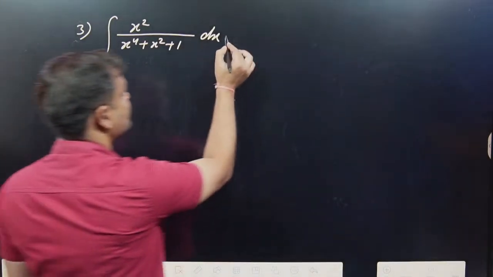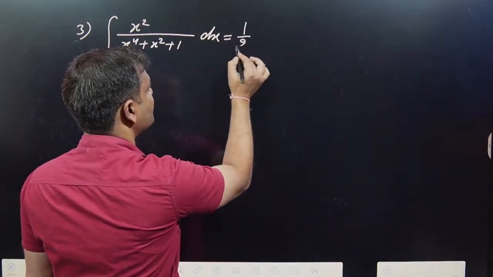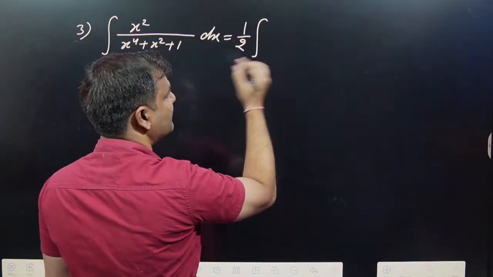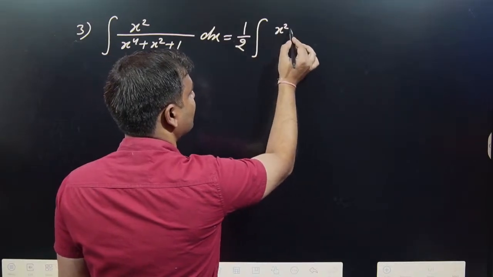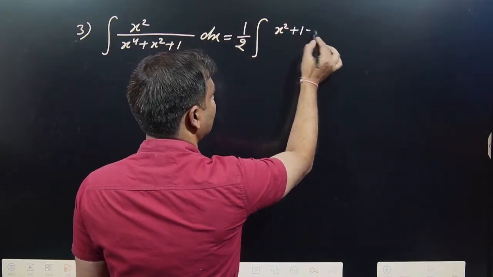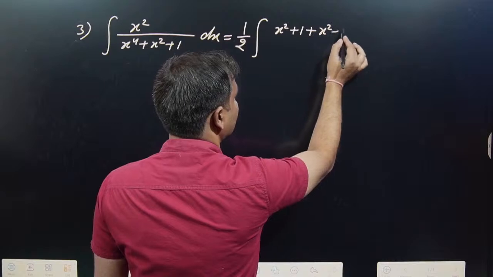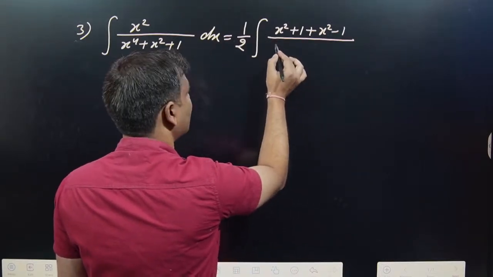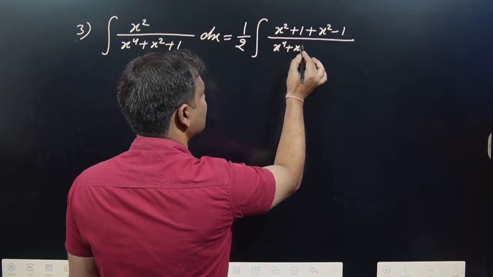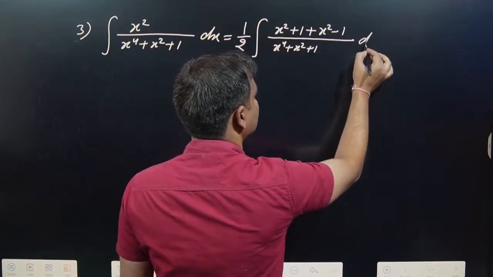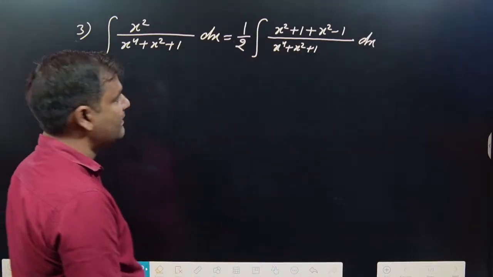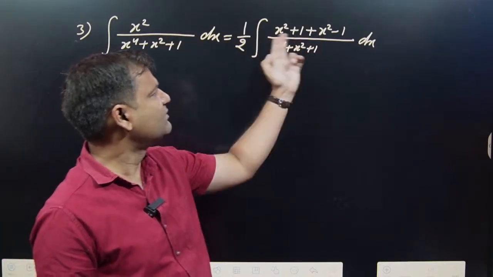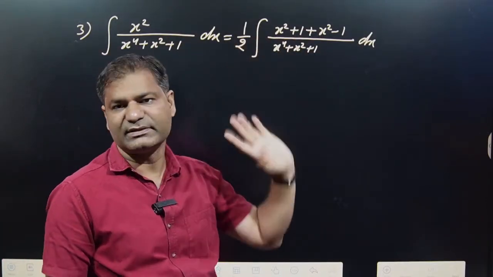this one is written simply as 1 by 2 into, if divided by 1 by 2, then x square plus 1 adding and 1 minus 1 subtracting, divided by x to power 4 plus x square plus 1 into dx. Okay, that one is the same value as that one. Simply look here, 1 cancel, 2x square divided by 2, so simply x square.